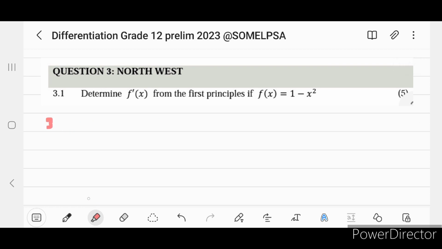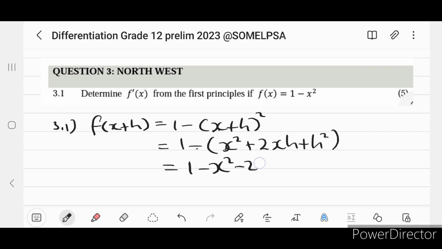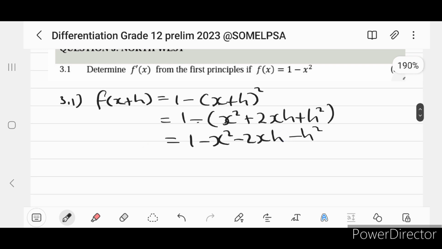So remember the first thing, what do we do? We find our f of x plus h. It's very important. So f of x plus h, where we see x, we put x plus h squared. Therefore, 1 minus that: x plus h squared is x squared plus 2xh plus h squared. So this times this is minus x squared minus 2xh minus h squared. So that is my f of x plus h.